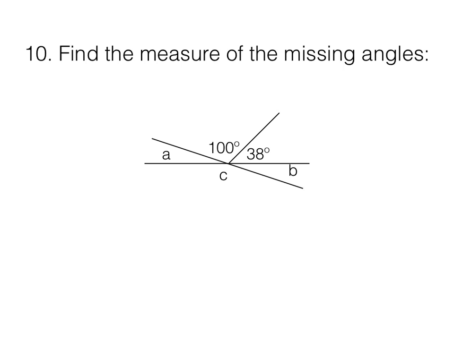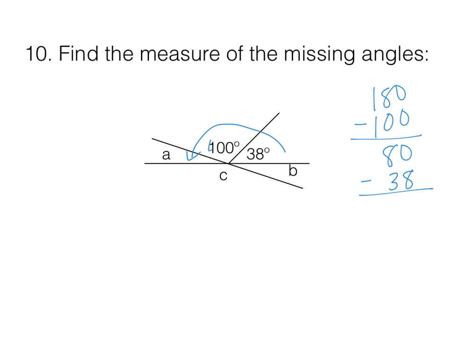If we're finding missing angles, we find one at a time. I know that all the way across is 180 degrees. I take 180, I subtract 100, that's 80. Then I subtract 38. So I've taken that out and I've taken that out. And that means I'm left with what A equals, which is 42 degrees.